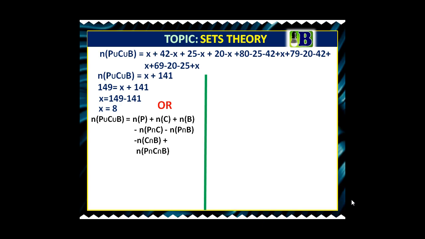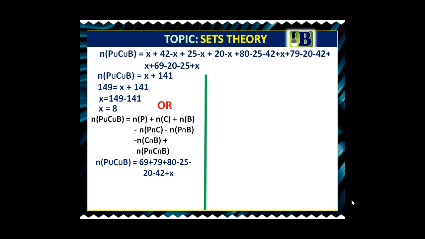So the union of the three sets. If we slot in the parameters from the question into the formula, it's going to look like this. 69 is representing the number of students that offer physics. Then 79 is representing the number of students that offer chemistry. Then 80 is representing the number of students that offer biology.